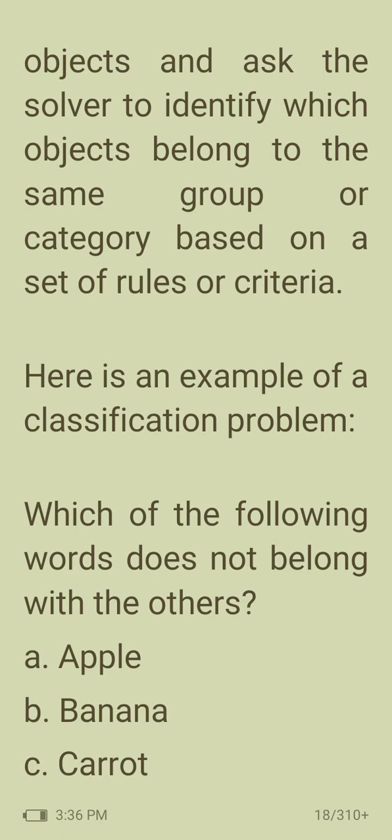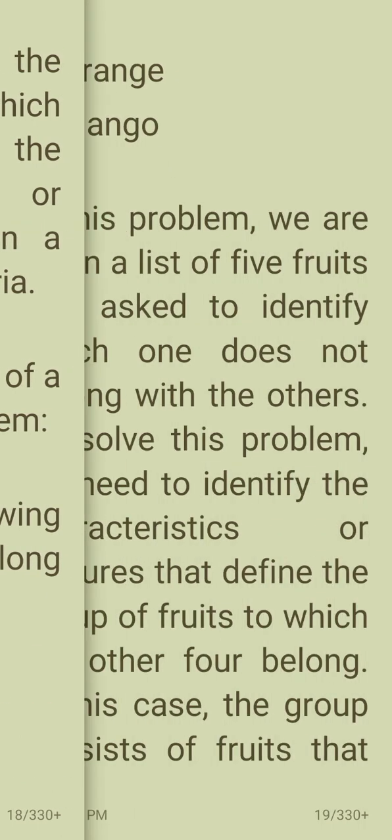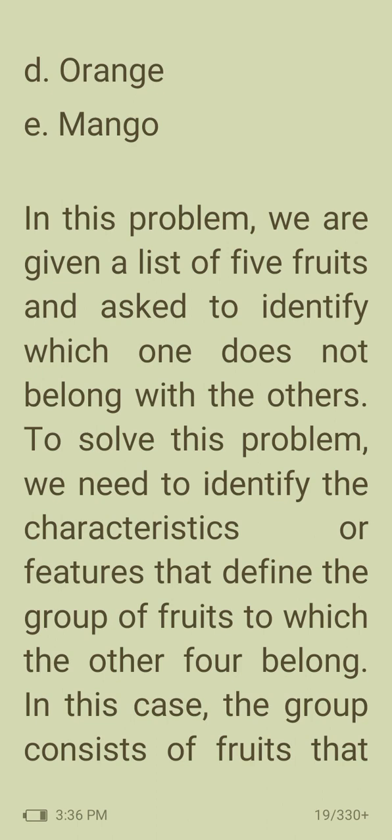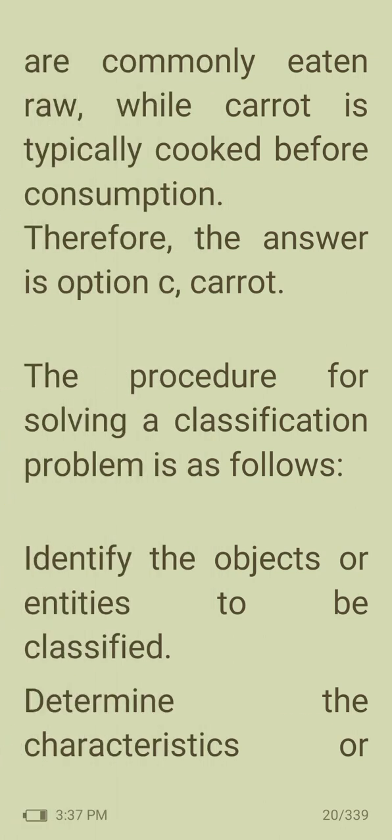Here is an example of a classification problem. Which of the following words does not belong with the others? Apple, banana, carrot, orange, and mango. In this problem, we are given a list of 5 fruits and asked to identify which one does not belong with the others. To solve this problem, we need to identify the characteristics or features that define the group of fruits to which the other fruits belong. In this case, the fruits are commonly eaten raw, while carrot is typically cooked before consumption. Therefore, the answer is option C, carrot.